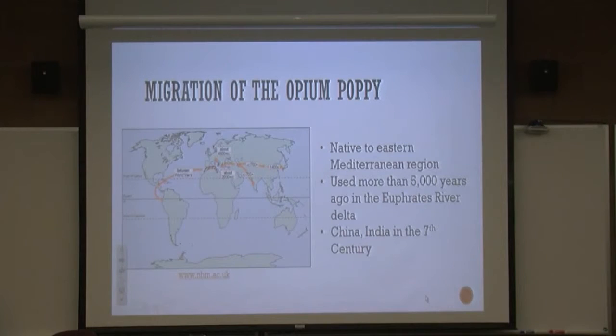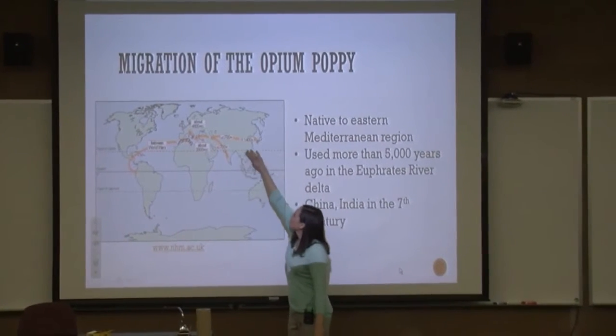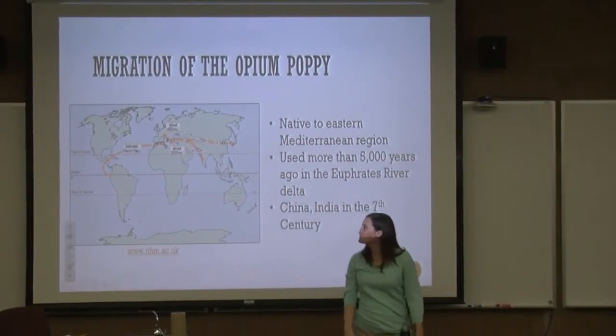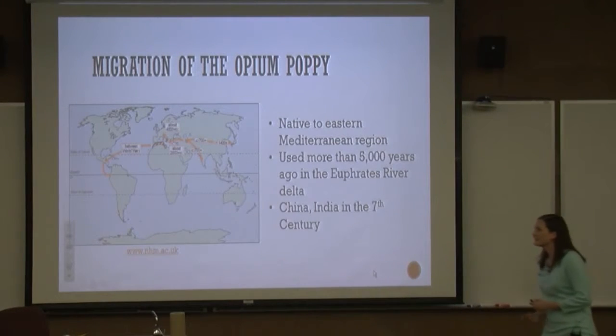Okay, so a little bit of the history of the opium poppy. When you think of the opium poppy, I would always think of something like China, the Golden Triangle, which is down in this area, Burma, Laos, Thailand, kind of over in here. But actually, it originated in the Eastern Mediterranean.